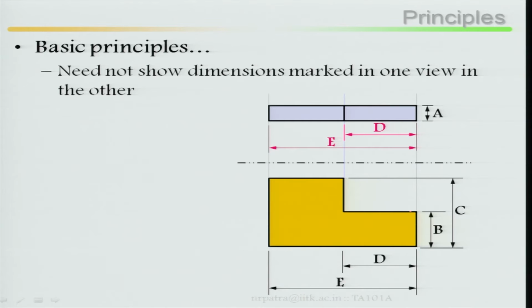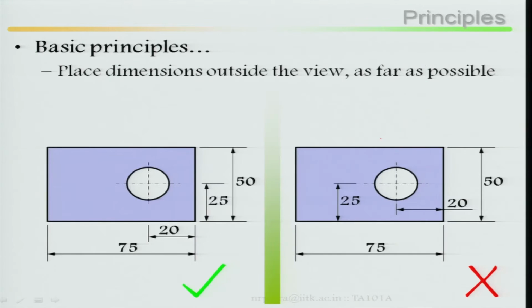This is your front view, and suppose this is your top view. Now from here to here in the front view I have marked the dimension, let us say this is D, and from here to here, let us say this is E. The same D and E cannot be shown again in the top view. This is wrong, because you need not show it again and again. Obviously, in the top view this will be D and E. Place dimensions outside the view.